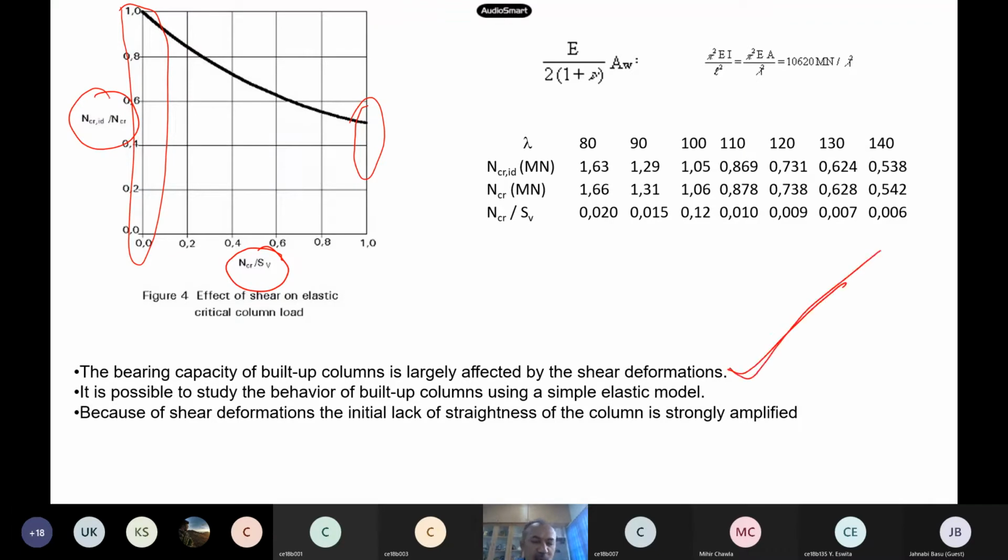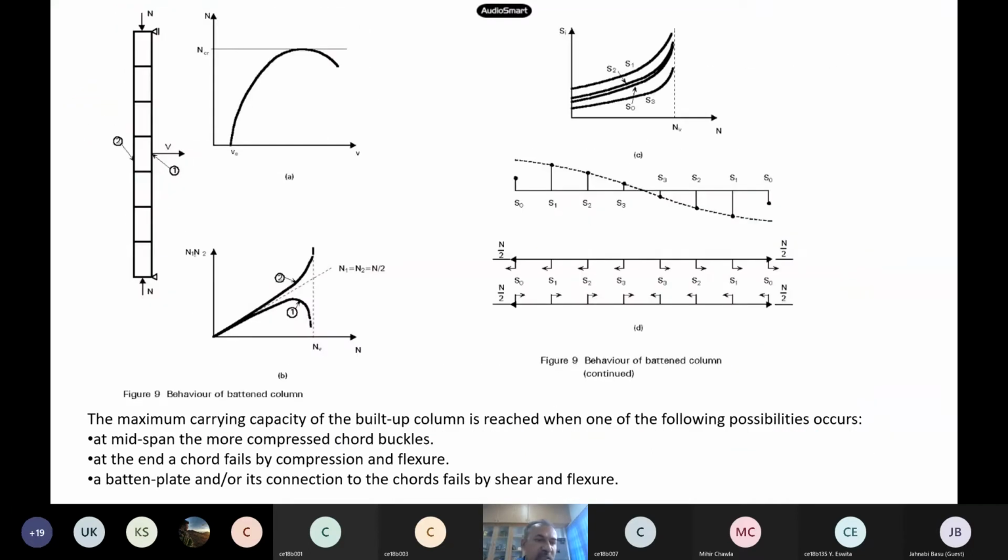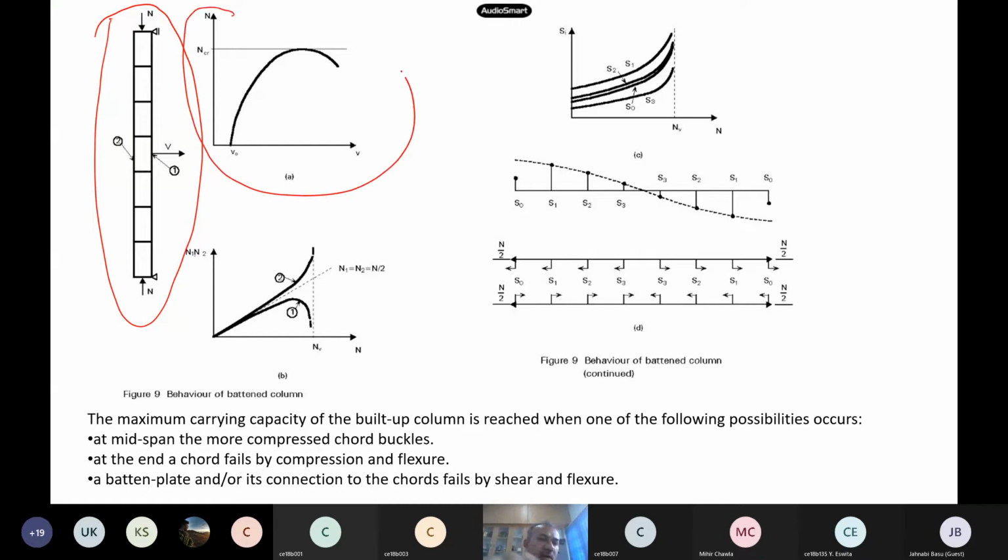This is the most important thing, and you can do all the calculations, because of shear deformations the deflection is amplified. I already told you, we have some small crookedness, W naught. Now you have W naught plus W1 plus W2 also, which comes from shear deformations. Suppose we have a battened column, and you draw the load versus lateral deflection for the overall column itself.